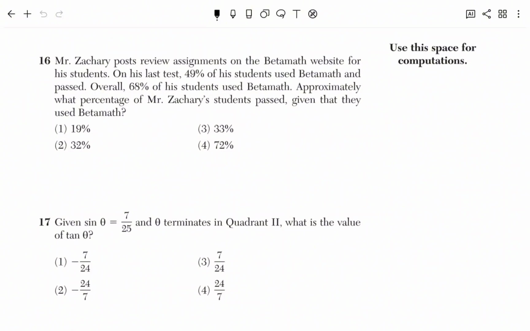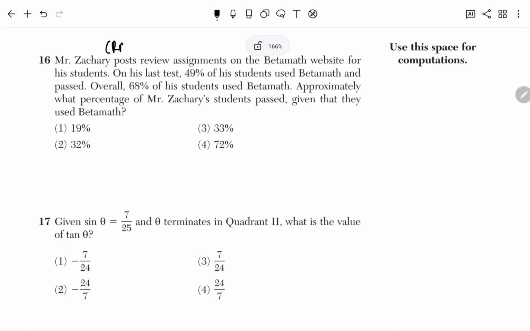Question 16. This one is a probability question. Okay. Mr. Zachary posts review assignments on the Beta Math website for his students. On his last test, 49% of his students used beta math and passed. Overall, 68% of his students used beta math. Approximately, what percentage of Mr. Zachary's students passed, given that they used beta math?